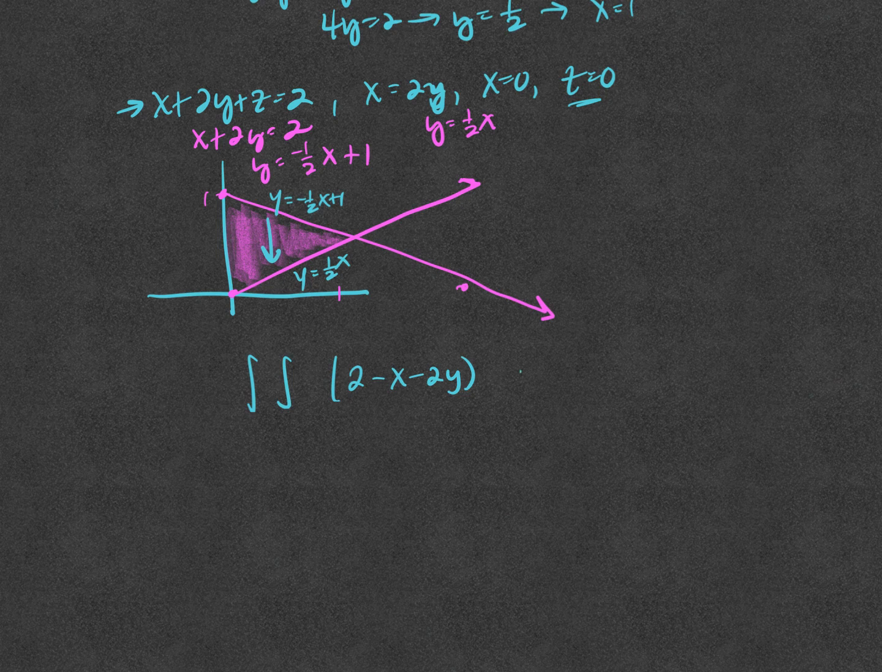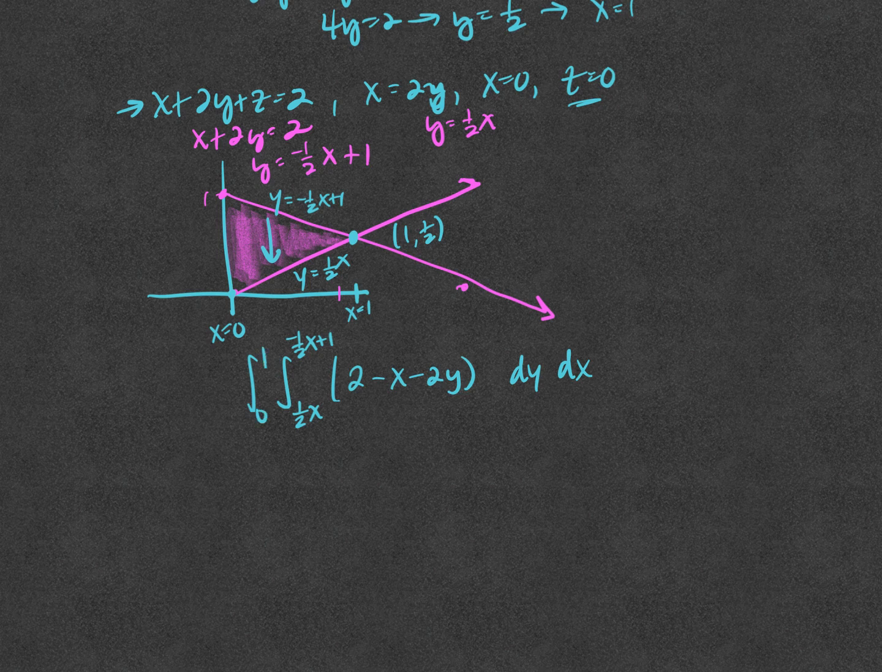Now since it's type 1, we're going to put dy and then dx. So our x equations, the bottom boundary is 1/2 x. The top boundary is negative 1/2 x plus 1. And then we need our point of intersection. We start over here, and this first boundary is x equals 0, and the second boundary right here is going to be x equals 1. I kind of missed it a little bit, but it's the point 1, 1/2. So our bounds go from 0 to 1.